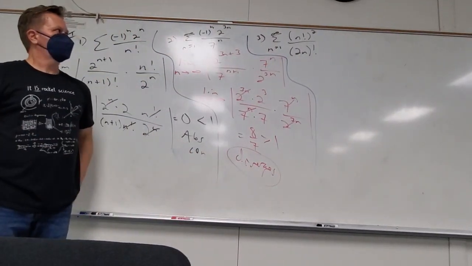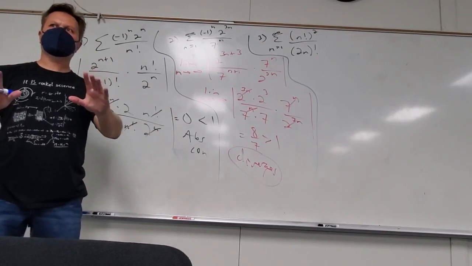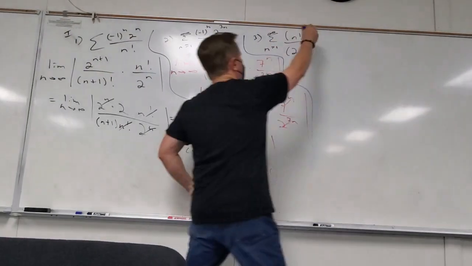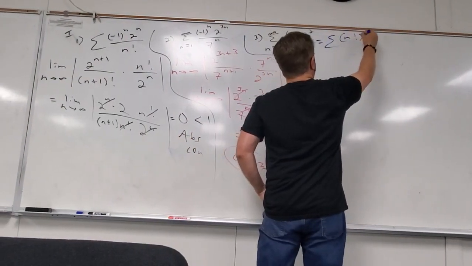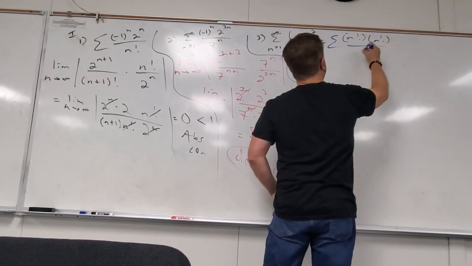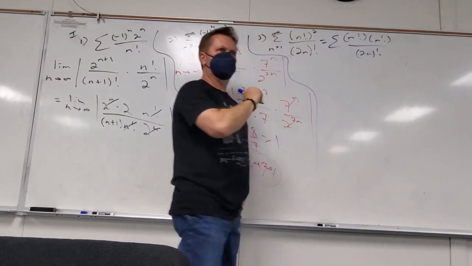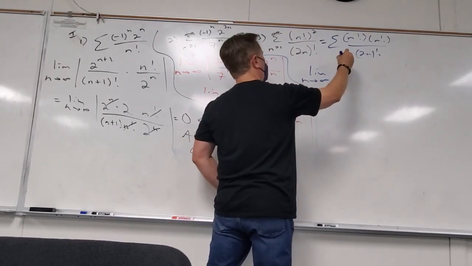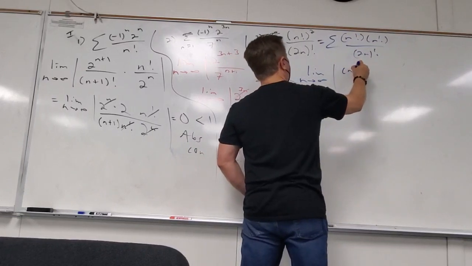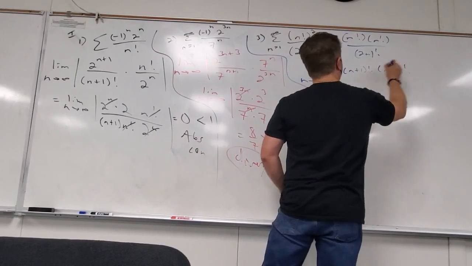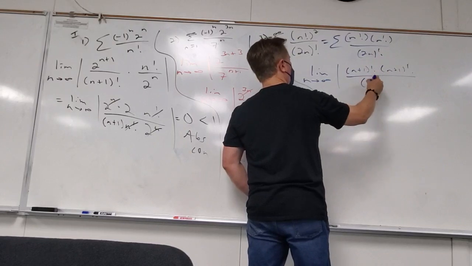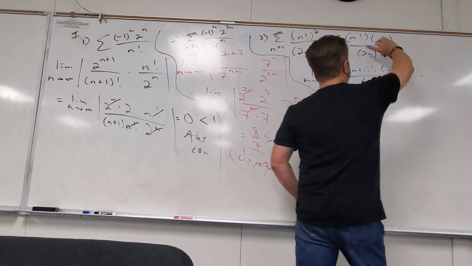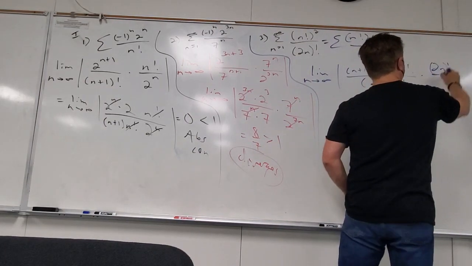This one's a little freaky, but to be nice to yourself, what does something squared mean? It means that thing times itself. It's not a bad idea to rewrite this as n factorial times n factorial, right? So then you're being a little careful. The limit as n goes to infinity of n plus 1 factorial, n plus 1 factorial over, we talked about this one already, right? 2n plus 2 factorial times the reciprocal of what was already there.